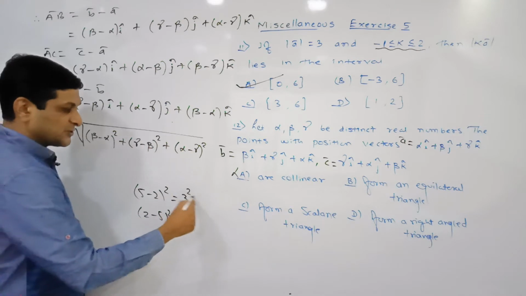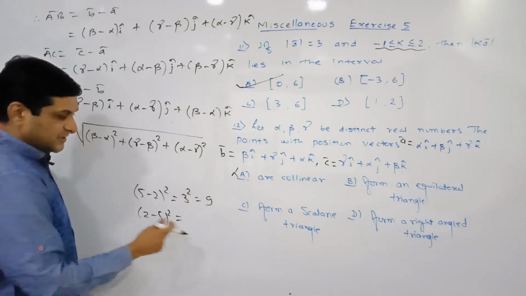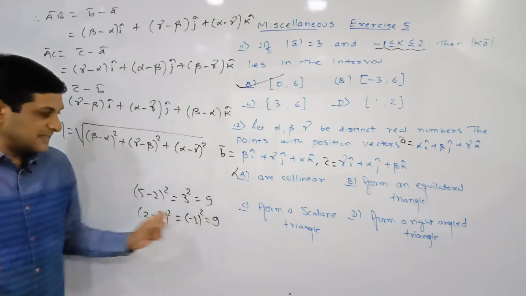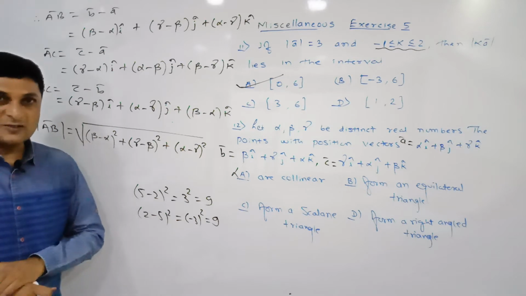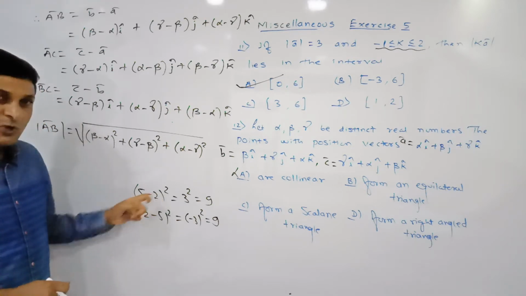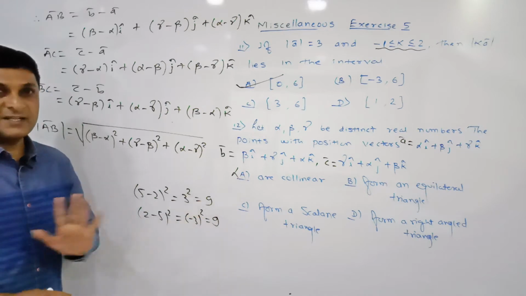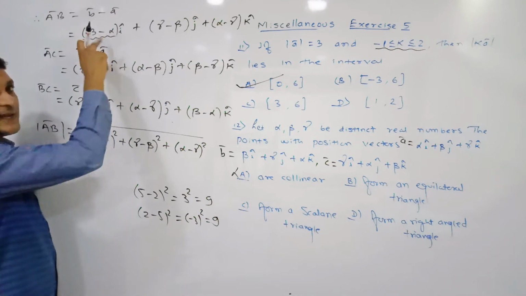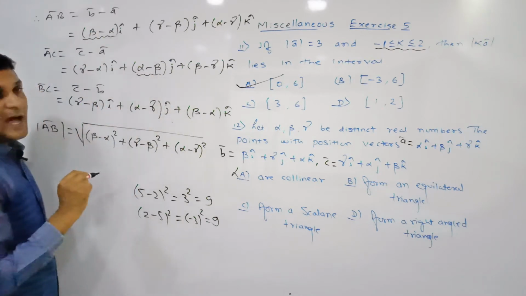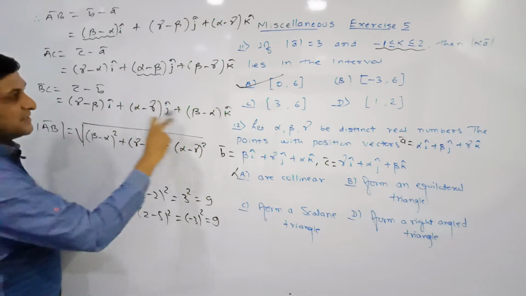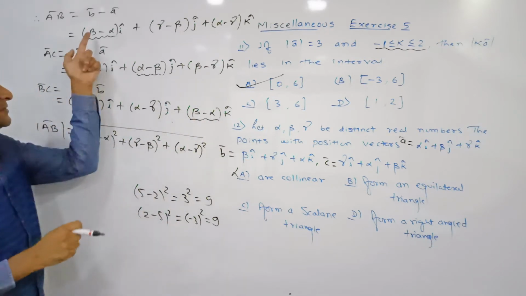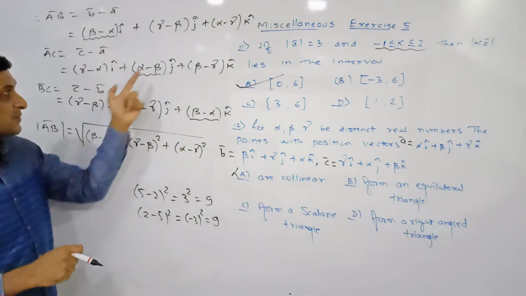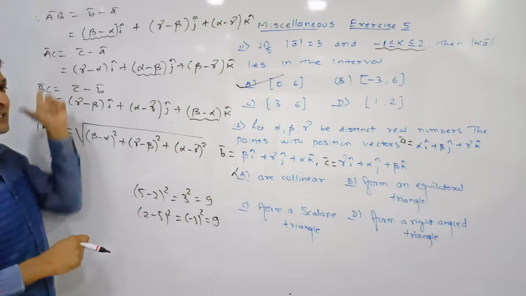5 minus 2 is 3, the square of 3 is equal to 9. 2 minus 5 is what? Minus 3. The square of minus 3 is 9. Since these right hand sides are equal, we can say that the left hand sides are also equal. 5 minus 2 or 2 minus 5, their squares are equal. So which term appears here? Beta minus alpha. (Beta minus alpha) square or (alpha minus beta) square are equal. So check whether the same term appears here. Yes, beta minus alpha. The squares of these three numbers are equal. This number appears in the first term, second term and third term also, meaning in every vector.